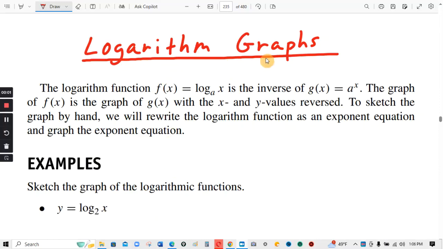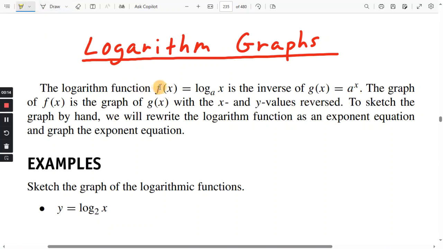All right, this will be for logarithm graphs. It says the logarithm function f of x equals log base a of x is the inverse of g of x equals a to the x. So I am going to prove to you that these two functions are inverses. I'm going to do that on separate paper.